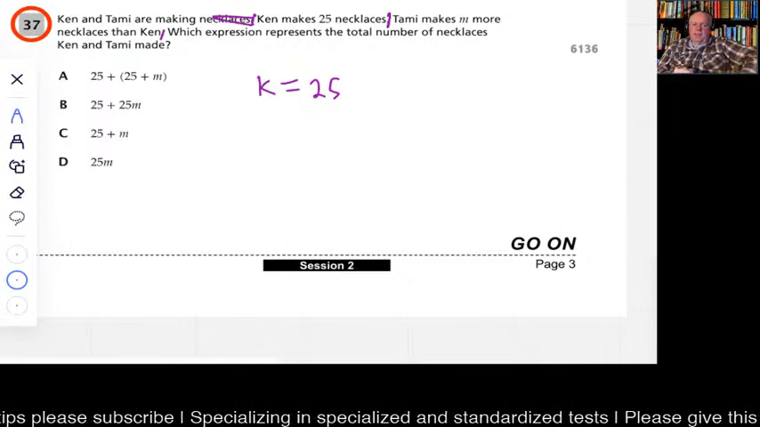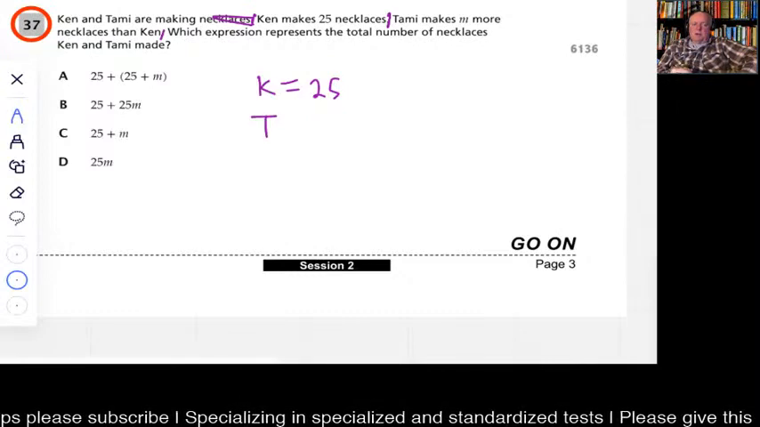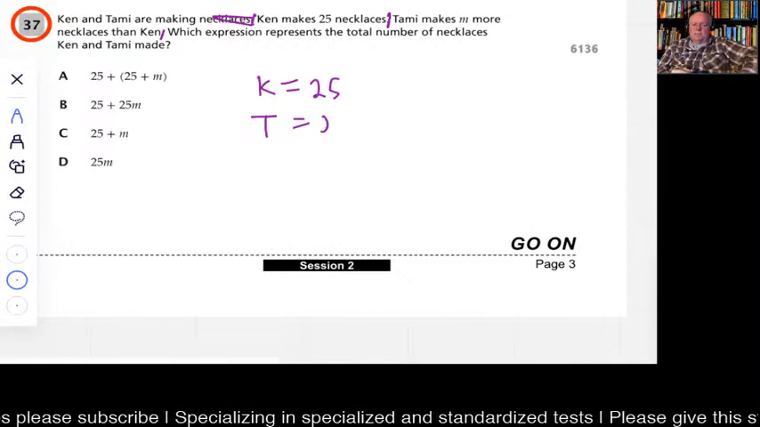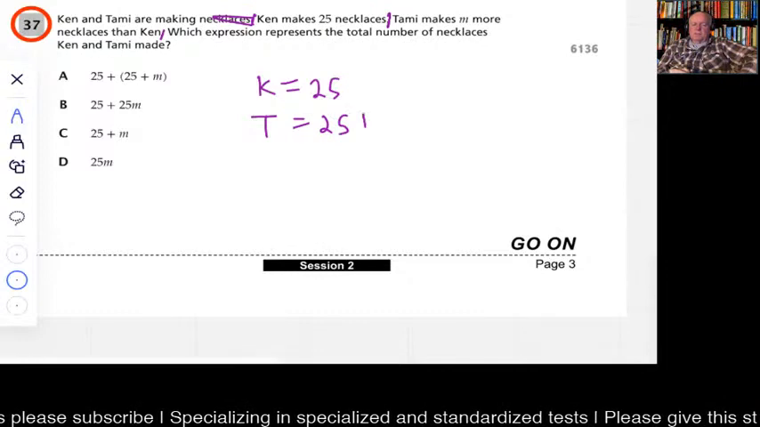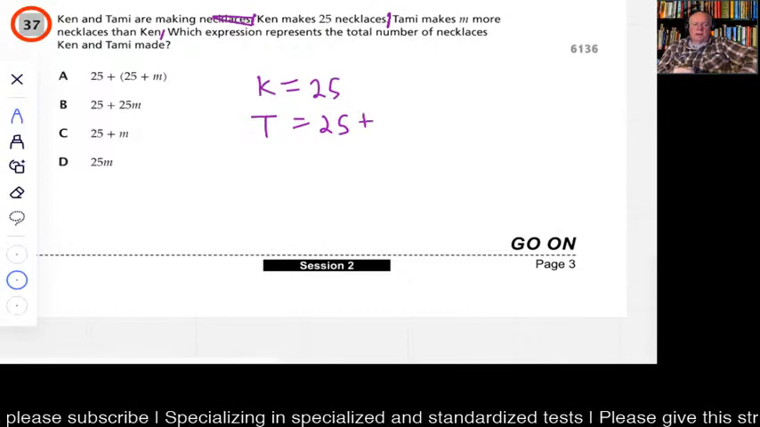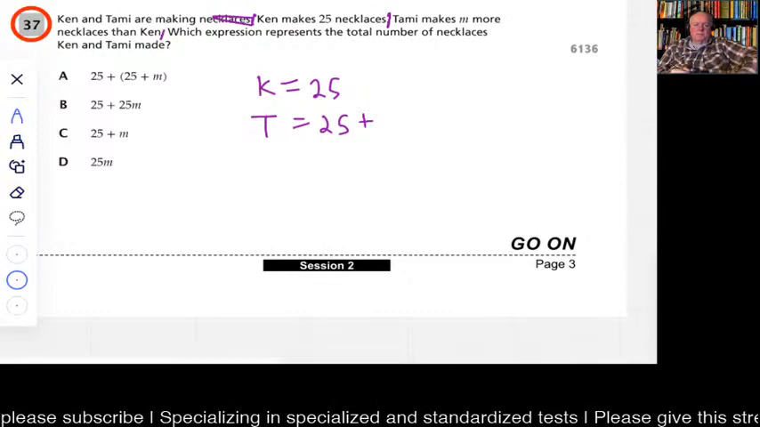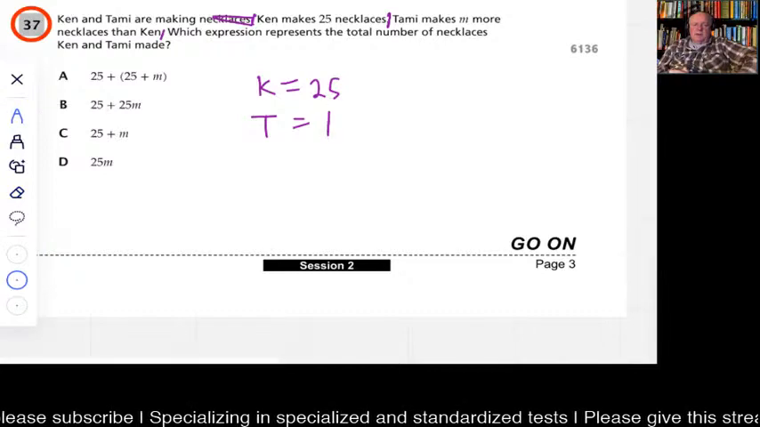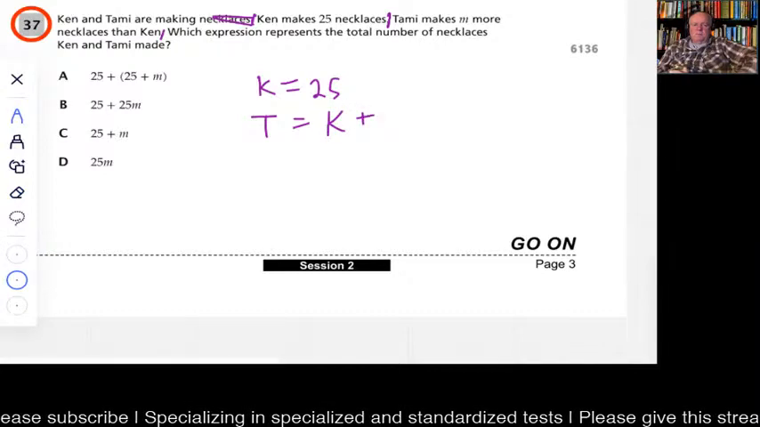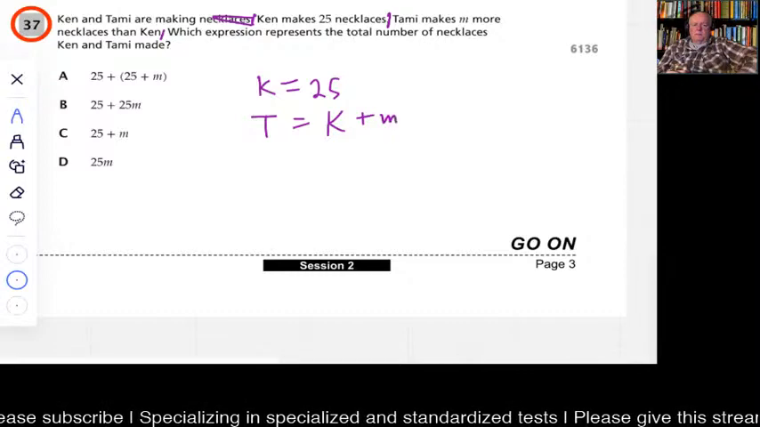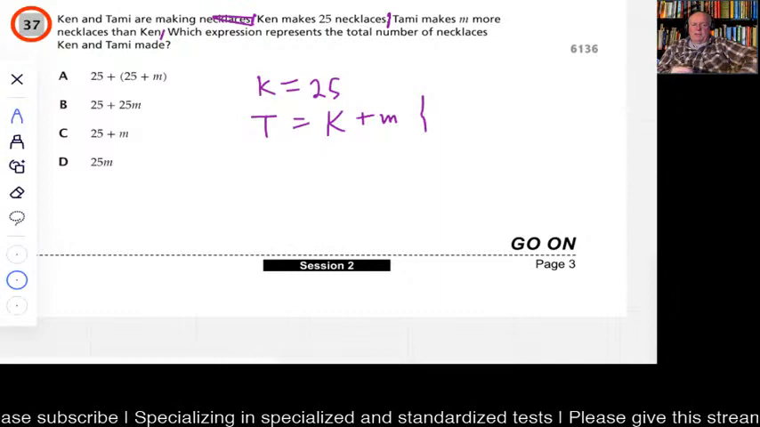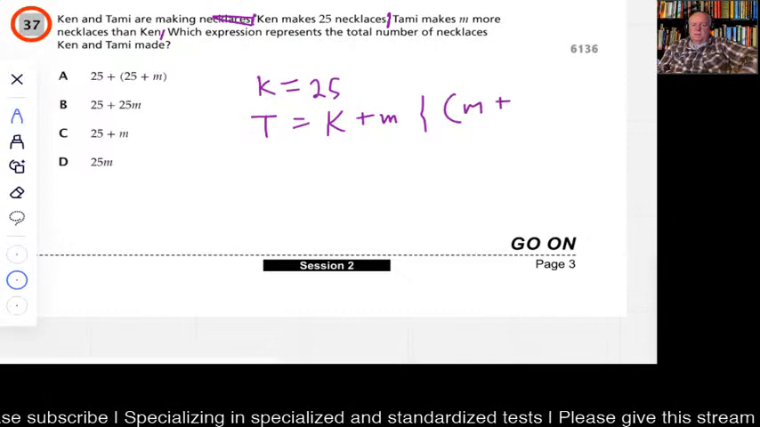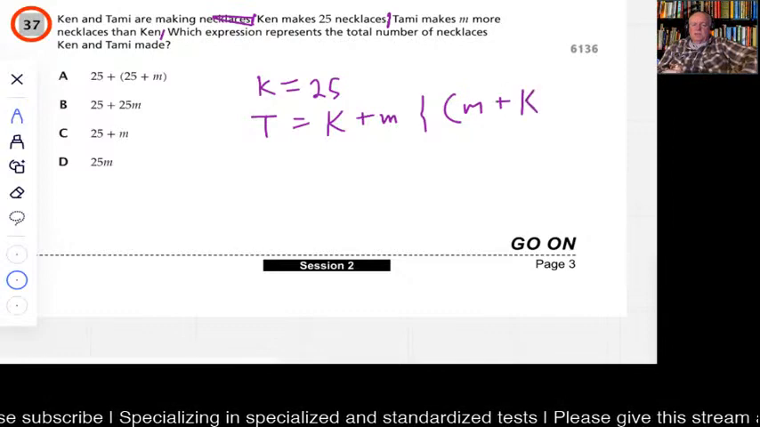Okay, Tammy makes M more than Ken. So isn't it true that she makes 25 plus M? Sorry, wait 1 second. I didn't mean to write that. That Tammy is Ken plus M, right? Which, by the way, depending on how they show this, is the same as M plus K. We don't know what form they're going to show this in as yet. Okay, is that not the interpretation?